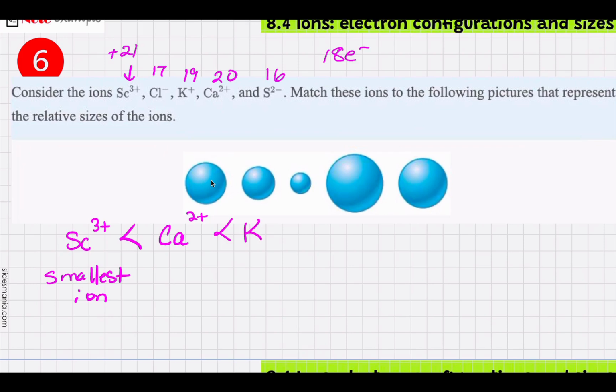And after scandium, it should be calcium, then potassium, then it should be the chloride ion, and then it should be the sulfide ion. So then if I match the pictures, this should be the scandium. This one should be the calcium. This should be the potassium. And this is a little bigger. This is the sulfide, and this is the chloride ion.